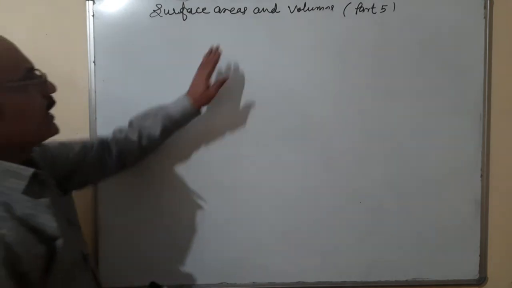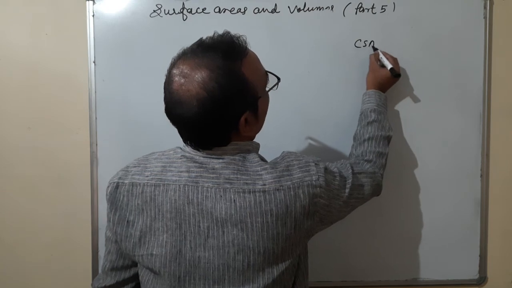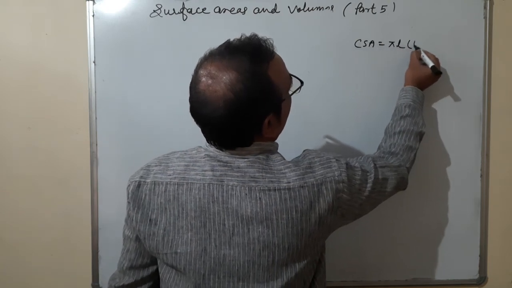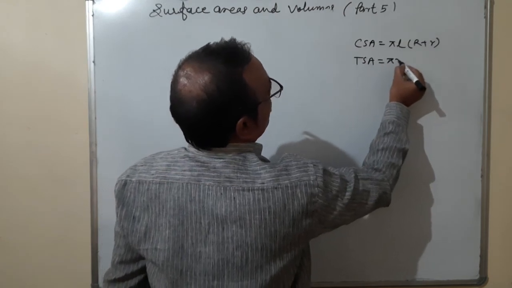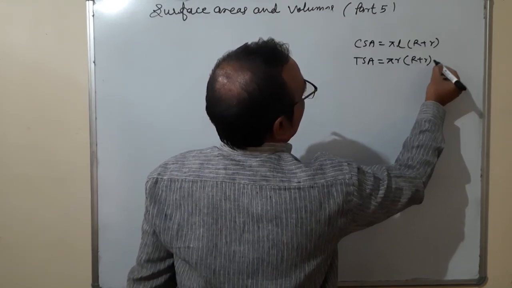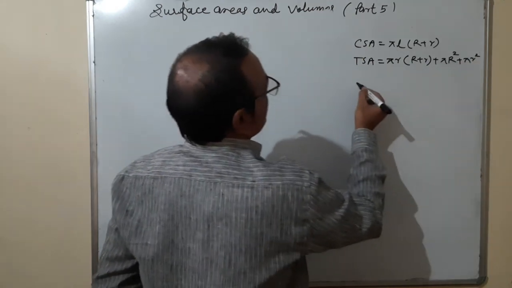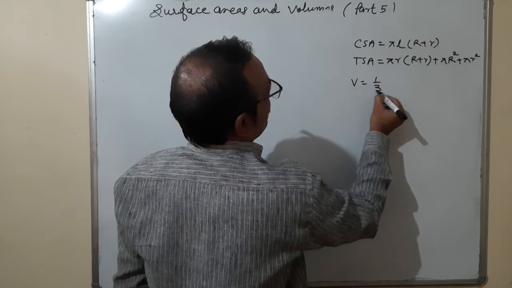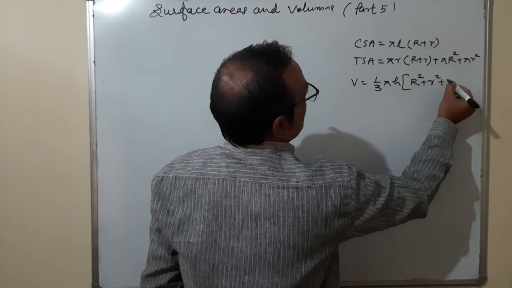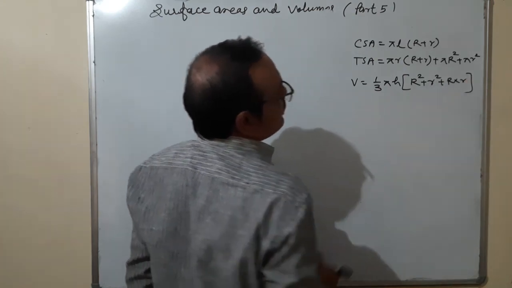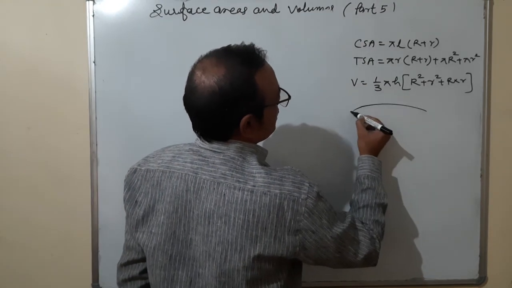Okay. But I am writing here, CSA is pi l (R plus r), TSA is pi l (R plus r) plus pi capital R square plus pi small r square, and volume is 1 upon 3 pi h (R square plus r square plus R into r). Okay. And one more formula which we have not discussed here.